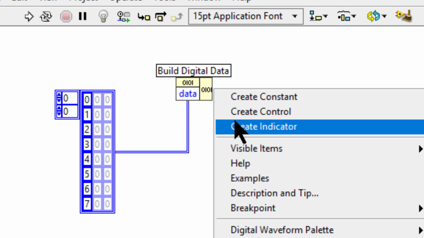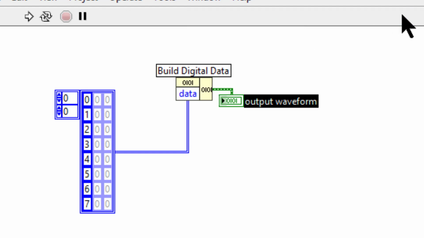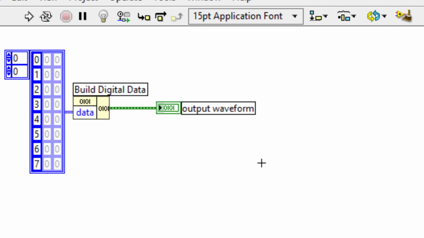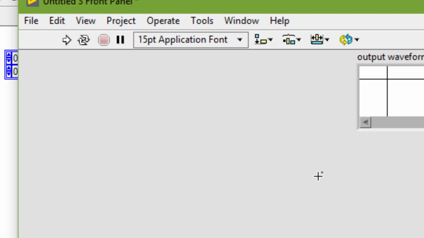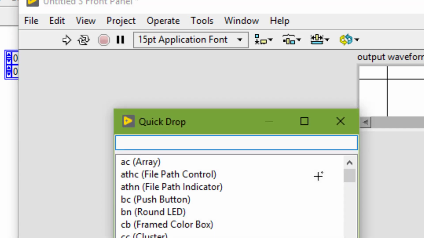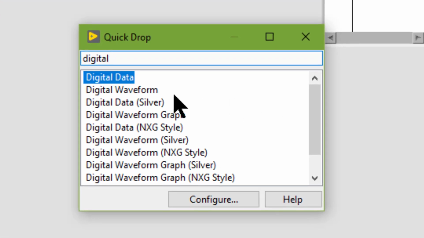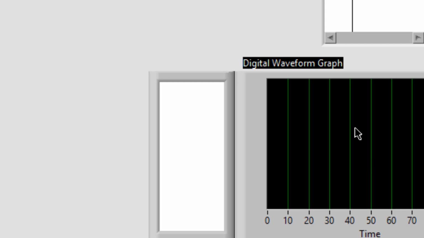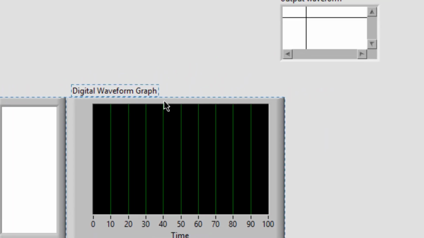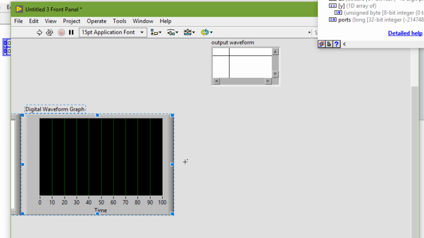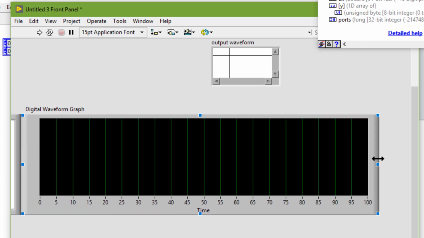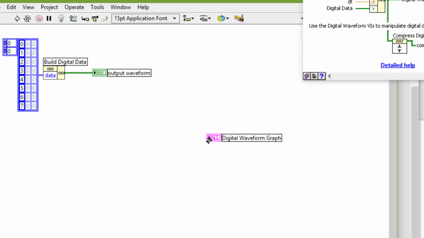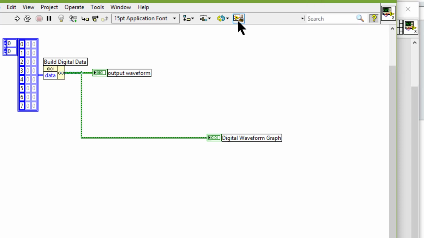Let's create an indicator, clean up the diagram, and let's have a digital waveform to view the data as well in the graphical format. Let's connect the wires and clean up the diagram.